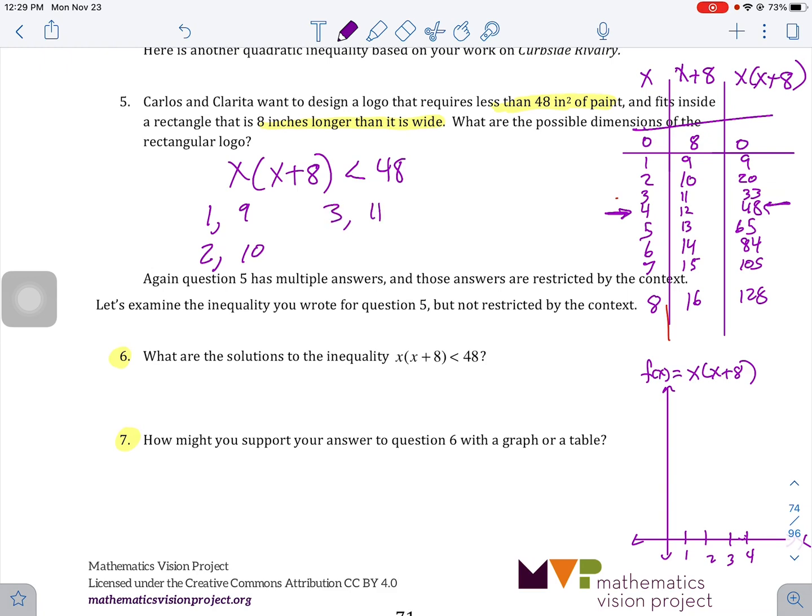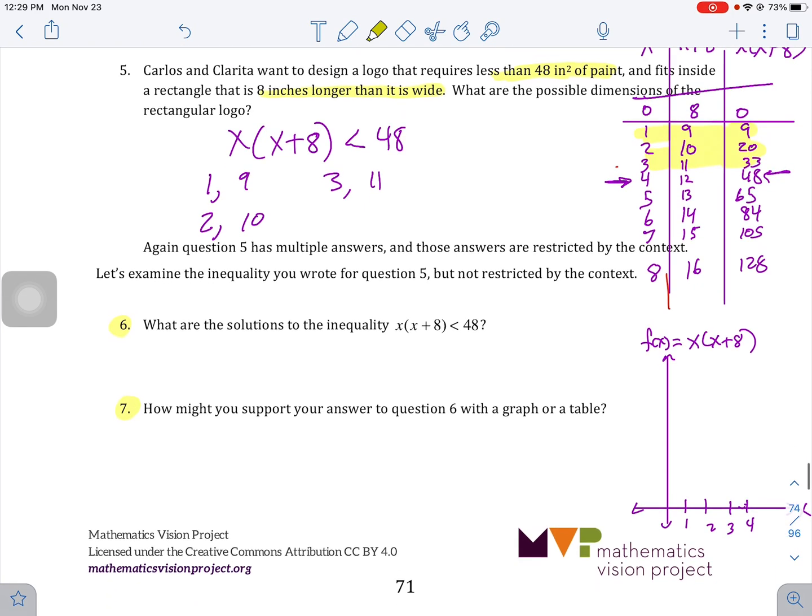All three of those are going to result in values that are less than 48, but still positive, because it has to be a rectangle. So what are the solutions to this inequality? One way you could do that, if you weren't using the table, is you could solve it algebraically.